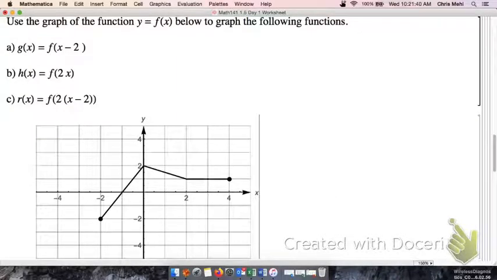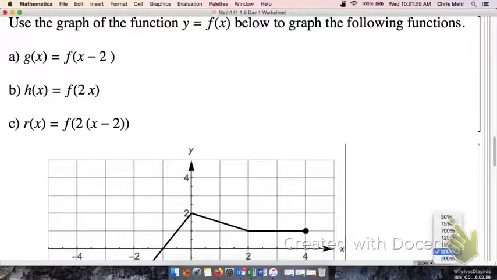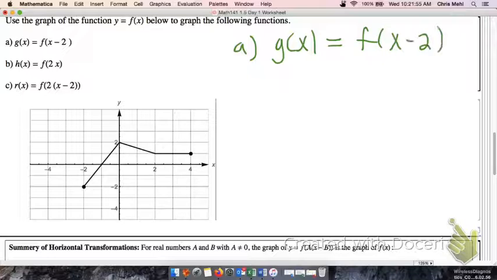Okay, so it says use the graph of the function y equals f of x below to graph g of x equals f of x. I'm sorry, I'm just changing the size of my... There we go. Okay, so first what I'm going to do is work on part A. And it says g of x is f of x minus 2.